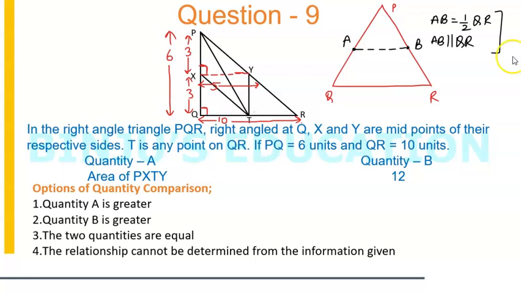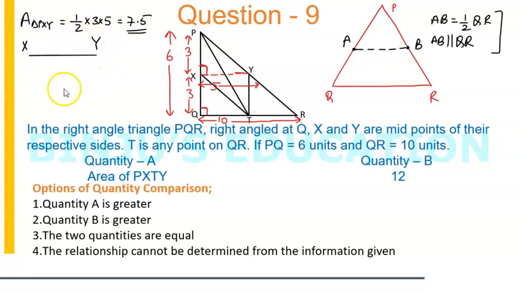XY will be equal to 5, which means that the area of triangle PXY will be equal to half into 3 into 5, which is equal to 7.5 square units. Now the only goal is we need to figure out the area of triangle XYT. Now let me draw the below portion somewhere here. So this is X, this is Y, and this is what the portion is.